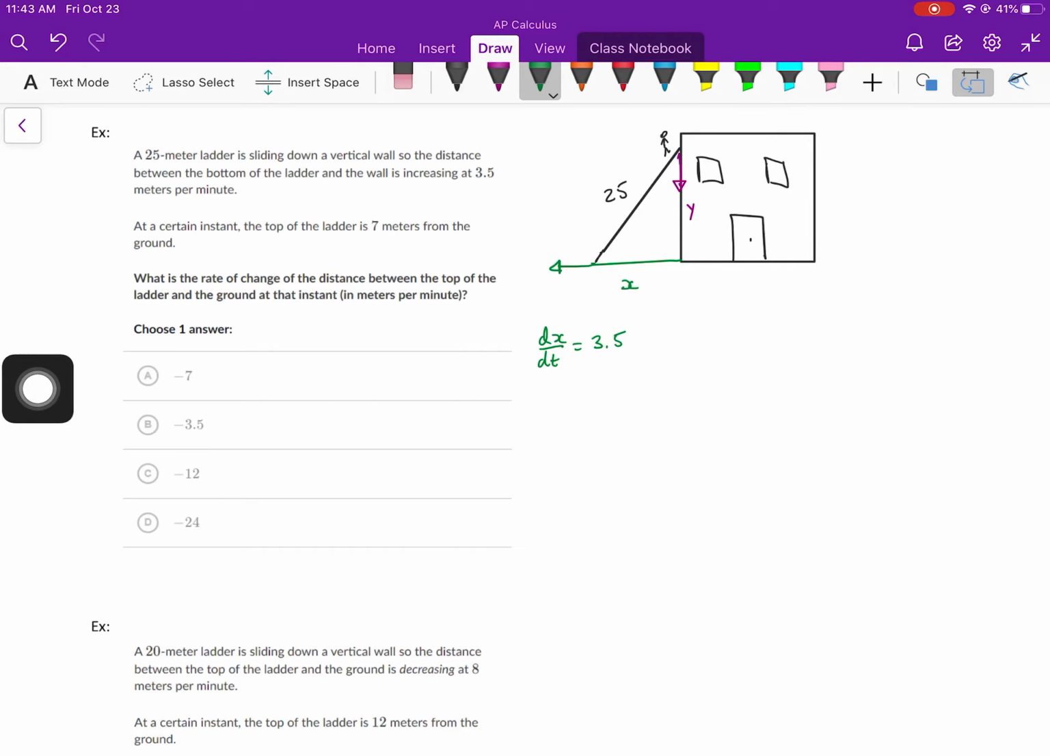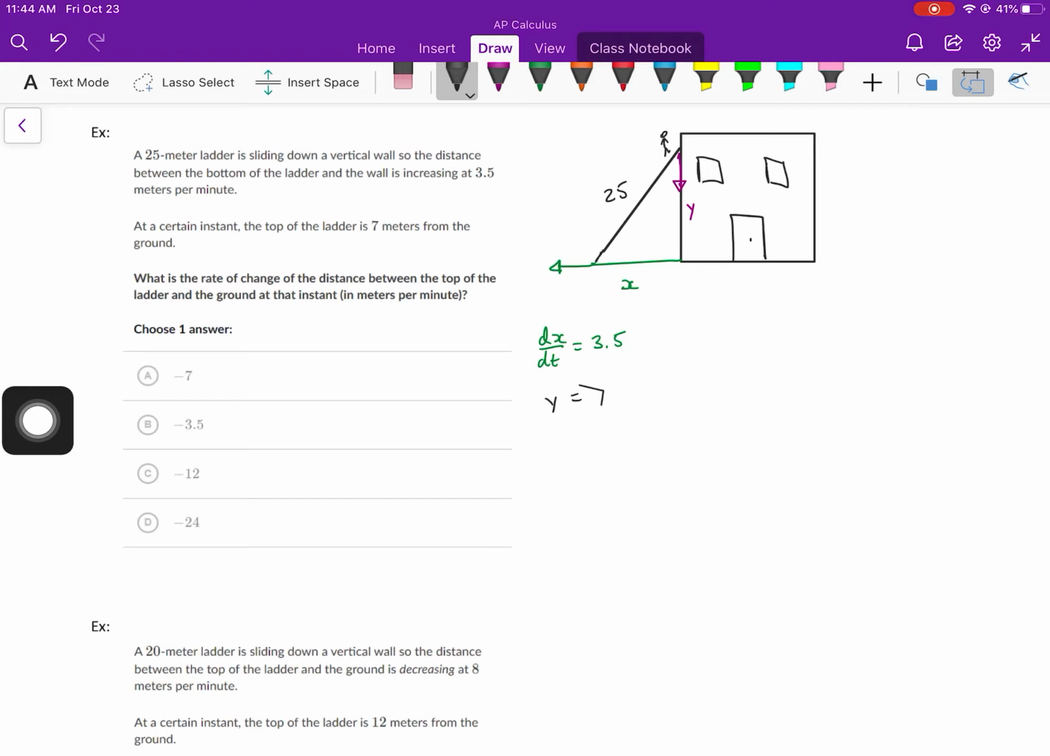So at a certain instant, the top of the ladder, which is up here, is 7 meters from the ground. So y equals 7. So really read these carefully and label that information, because sometimes they're going to give you the change in y. Sometimes they'll give you the change in x. You just got to pay attention.